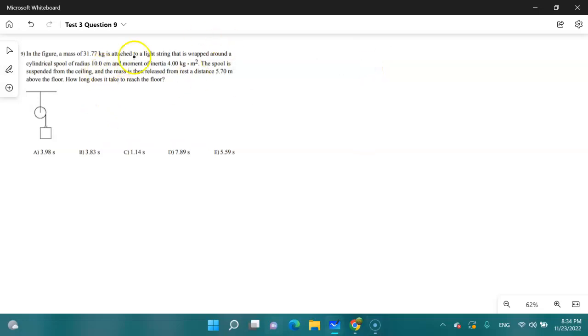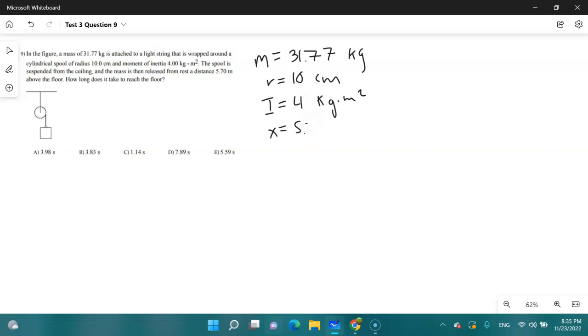In this problem, a mass of 31.77 kilograms is attached to a light string that is wrapped around a cylindrical spool of radius 10 centimeters, and a moment of inertia of 4 kilograms times meter squared. The spool is suspended from the ceiling and the mass is then released from rest a distance 5.70 meters above the floor. So we're being asked, how long does it take to reach the floor? So basically, what's the time in seconds?